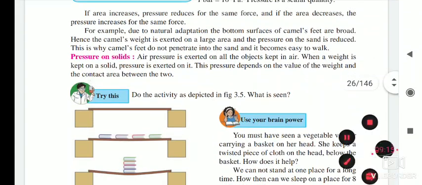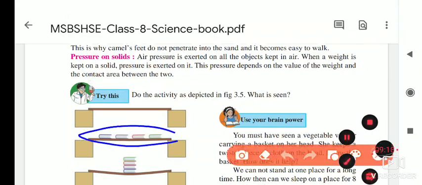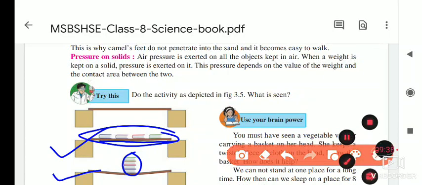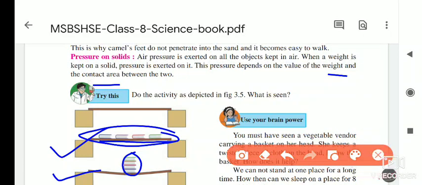Suppose this book's example is given here. The area of contact is more in this picture and the area of contact is less in the other. So the weight is concentrated on one place, and here we see the pressure on the solid. And if we keep it evenly on all places, the pressure is less. So the pressure on solids depends upon two factors, that is the weight and the area of contact.